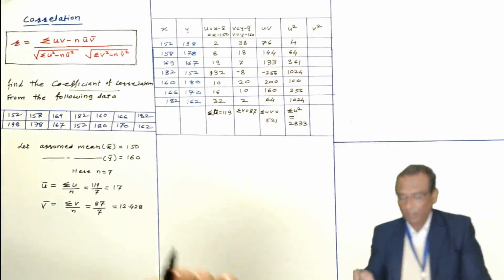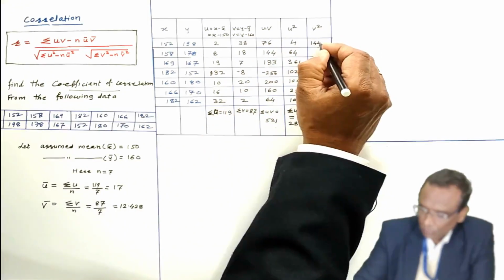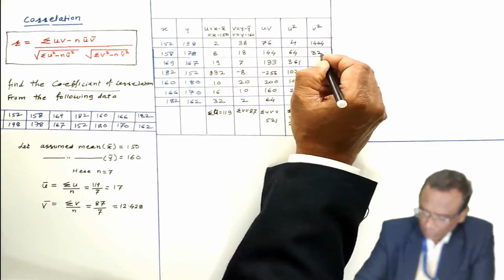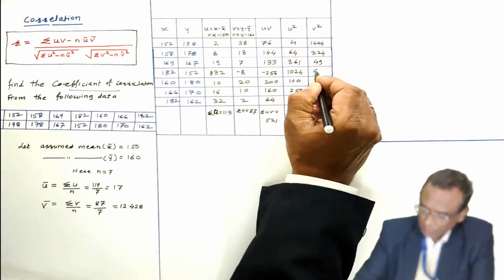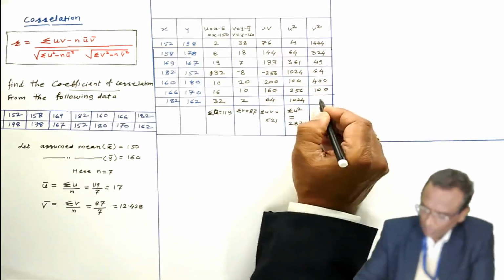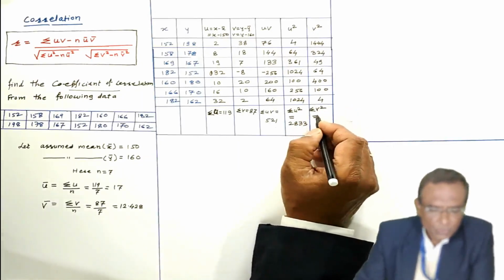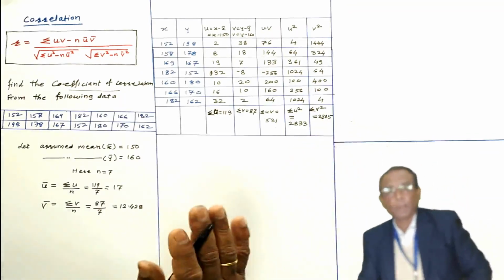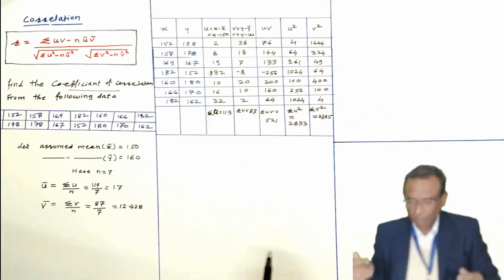Now v square. 38 square is 1444. 18 square is 324. 7 square is 49. Minus 8 square is 64. 20 square is 400. 10 square is 100. And 2 square is 4. The summation of v square is also required. The summation of v square value is 2385. In this way, u into v, u square, and v square, their summations we have calculated.